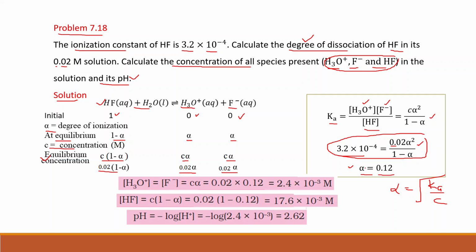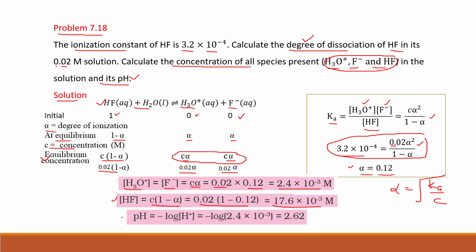Now with the help of this alpha, we can find out the equilibrium concentrations. So equilibrium concentration of H3O plus will be equal to that of F minus, and this is equal to C alpha. Put the value. C is 0.02, alpha is 0.12. If we multiply, we will get 2.4 into 10 to the power minus 3 M. In the same way, equilibrium concentration of HF is C times 1 minus alpha. Again put the values and solve it. We will get 17.6 into 10 to the power minus 3 M.